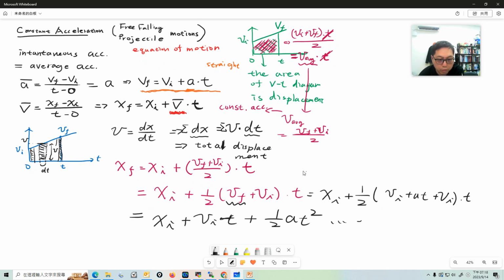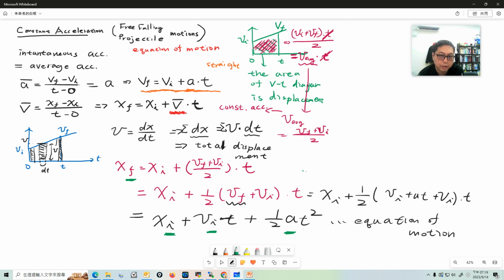This I call the equation of motion. And this equation is very beautiful. Why is it beautiful? Because if you want the information of the final position, you only need the information at the initial position and initial velocity, and of course initial acceleration, but acceleration is constant. If you have the initial position, initial velocity, and initial acceleration, then you will get the final position. So all you need is the initial point information.